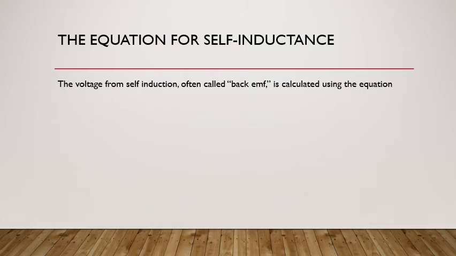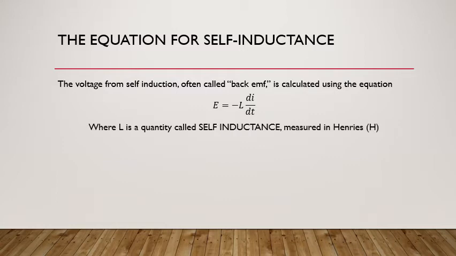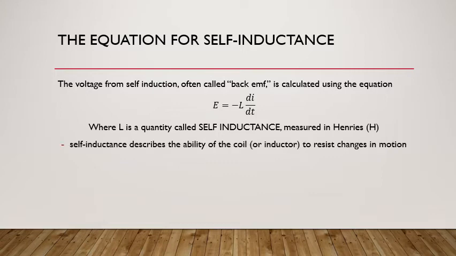The voltage from self-inductance, the voltage that's going to generate that current, is sometimes called back EMF. It can be calculated using this equation: E, the curly E when I write on the board, equals negative L di/dt. L is a quantity called self-inductance. It's measured in henries, H, and all that really does is describe the ability of the coil to resist changes in current.